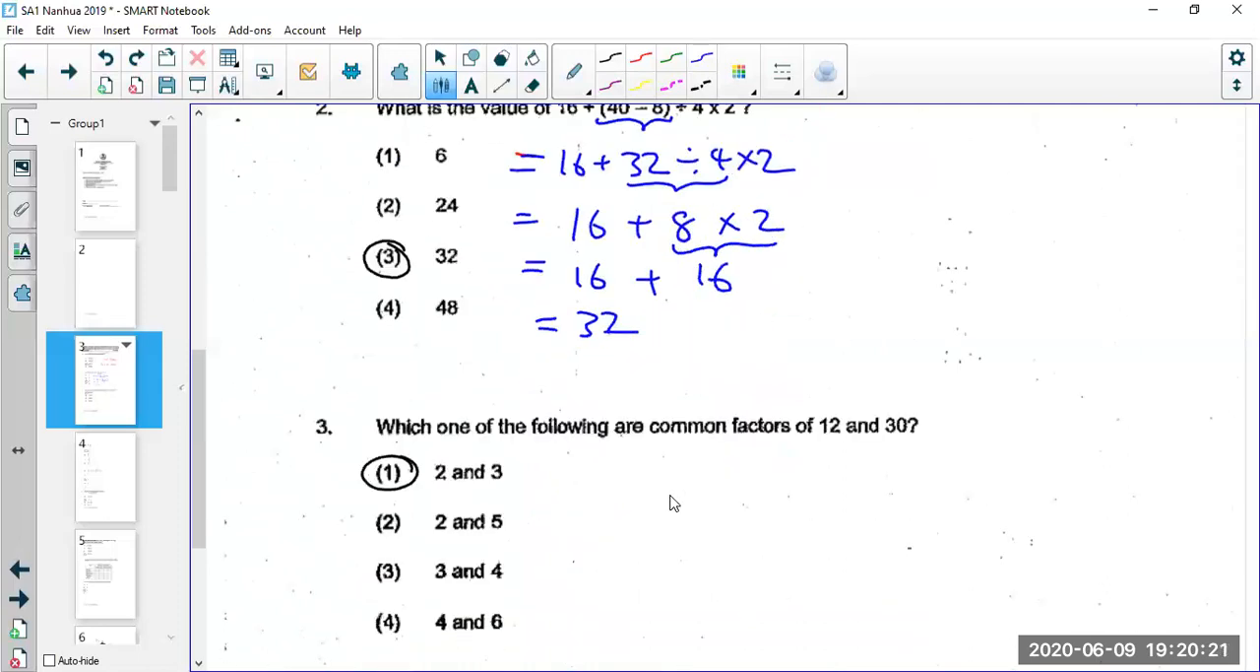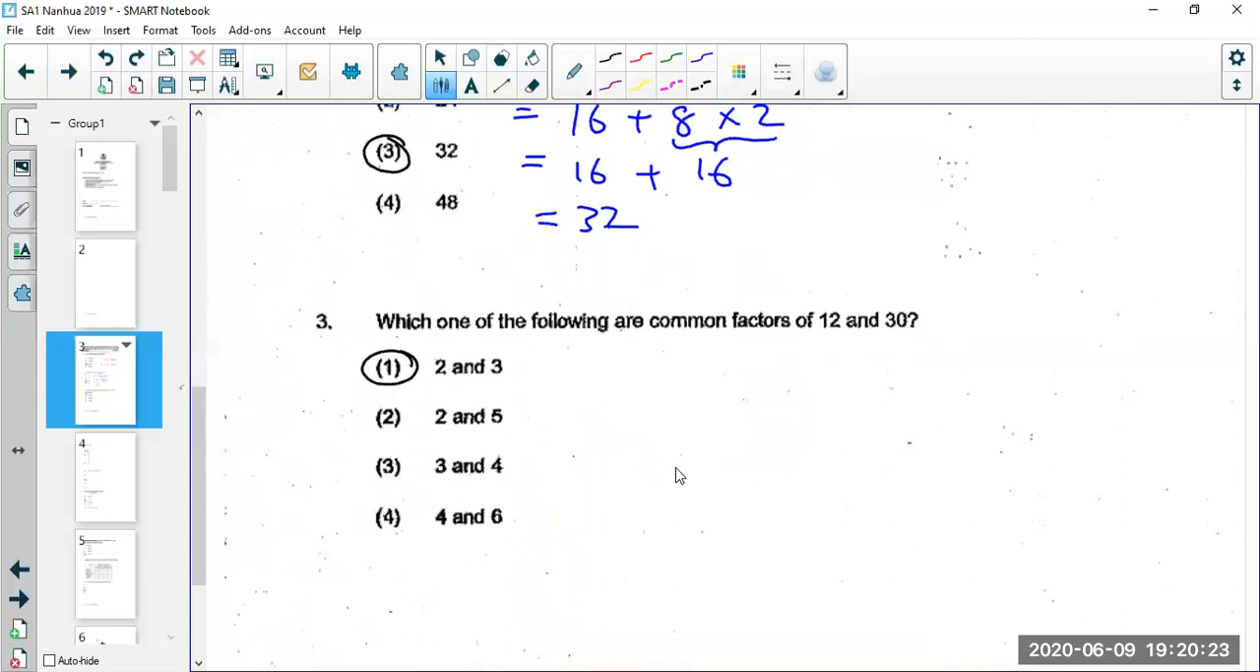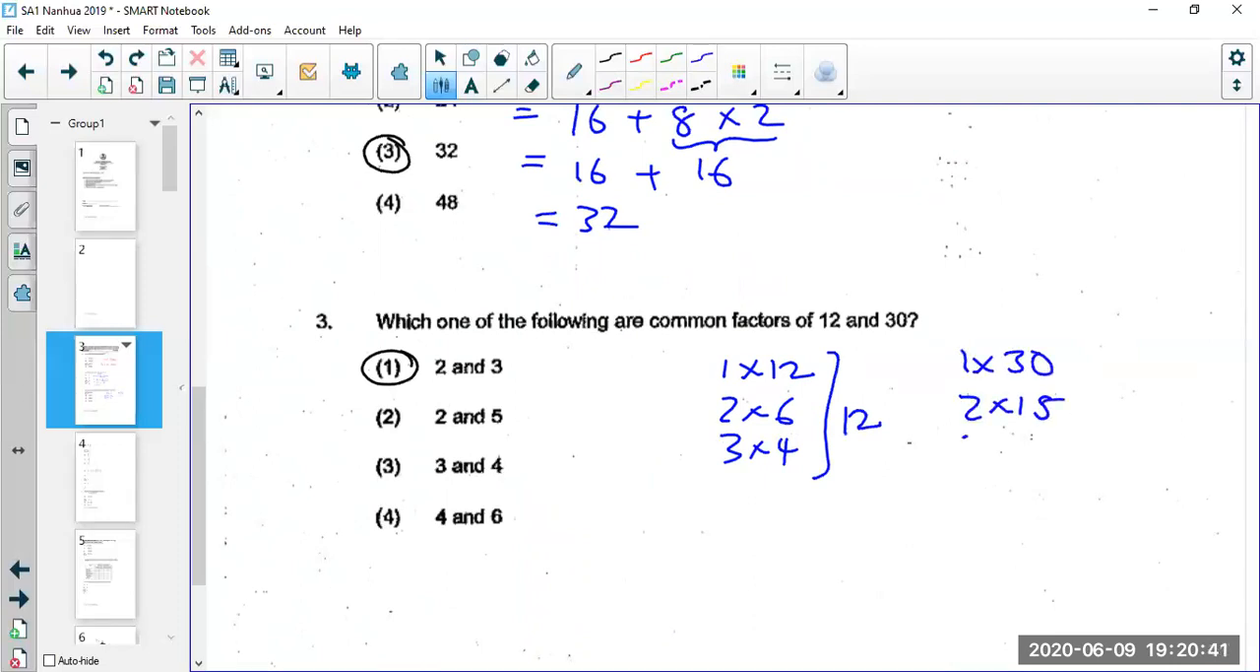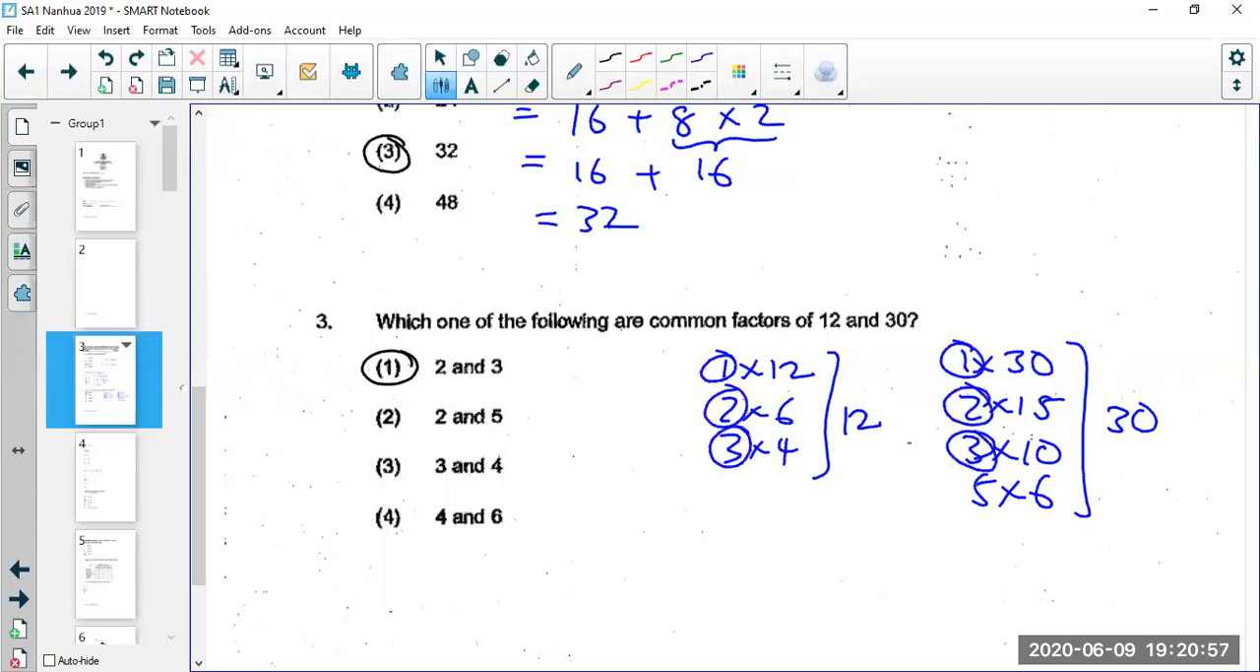Next one. Which of the following are common factors of 12 and 30? You have to find the factors of 12. 1 times 12, you always start with 1 first, and then 2 times 6, 3 times 4, and 4 times 3 is repeated, so you don't have to write it. These are the factors of 12. And then 1 times 30, 2 times 15, 3 times 10, 4 cannot, 5 times 6, and 6 times 5 you already have. These are the factors of 30. Then you circle the common factors: 3, and then 6.